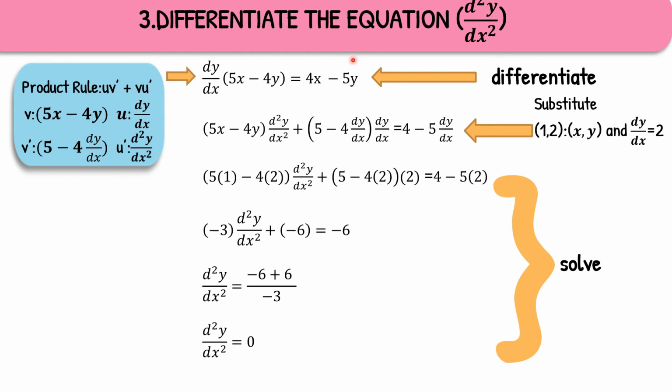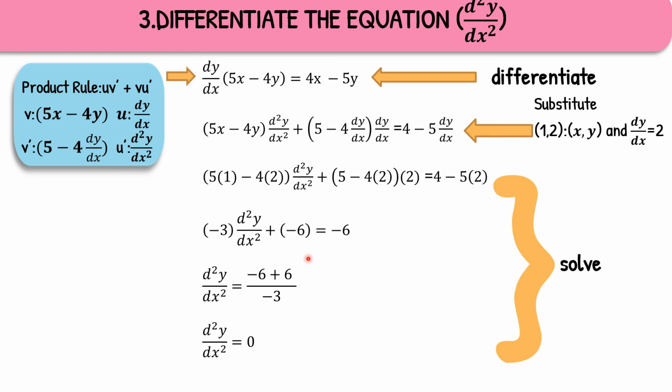By using the dy over dx equation from the previous question, differentiate the equation implicitly with respect to x and we get (5x minus 4y) d squared y over dx squared plus (5 minus 4 dy over dx) dy over dx equals 4 minus 5 dy over dx. Next, substitute x equals 1, y equals 2 into the equation. Since we use the same point as the last equation, we can substitute dy over dx equals 2 into the equation also.